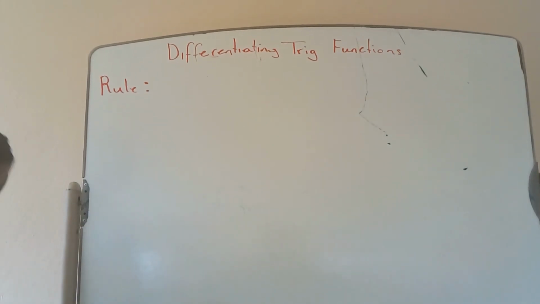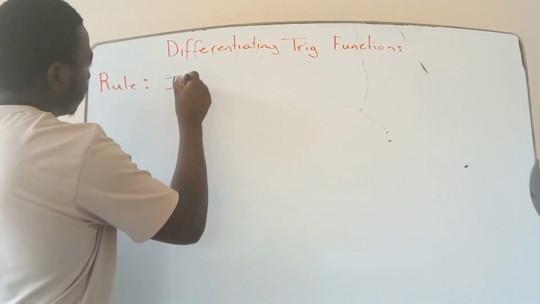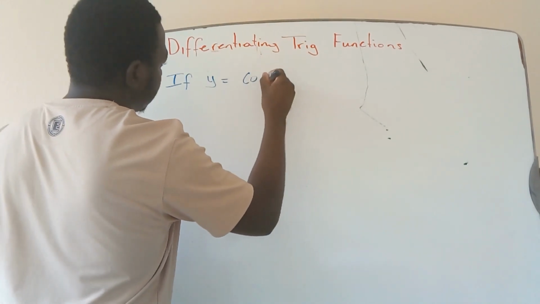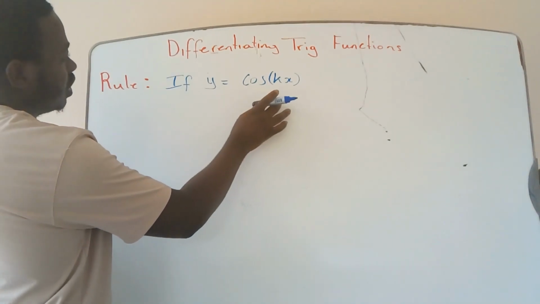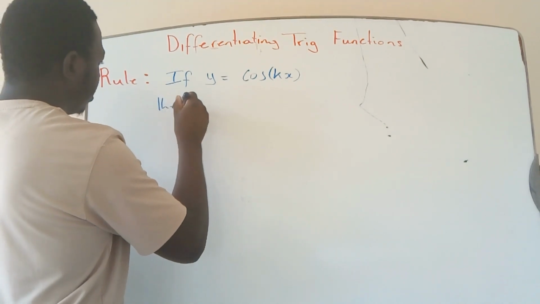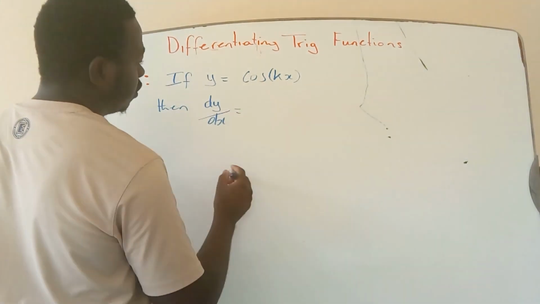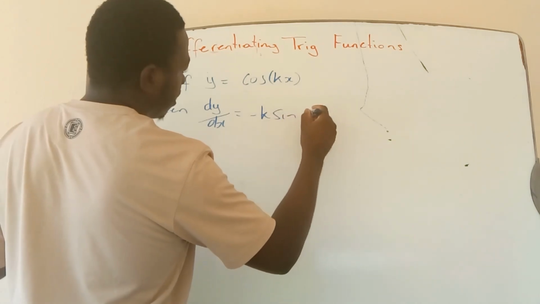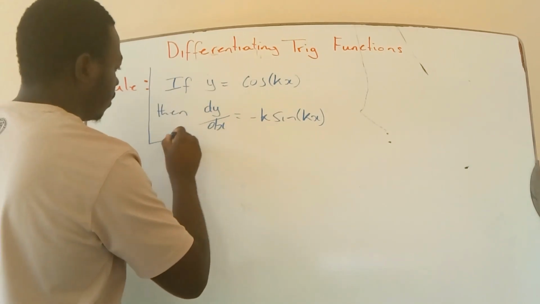So now we are going to look at how we differentiate a cos function. So let me give you the rule first. If y is equal to cos kx, right? And you are asked to differentiate this with respect to x, then write it out. Then dy by dx is equal to minus k sine kx. Right? That's the rule.